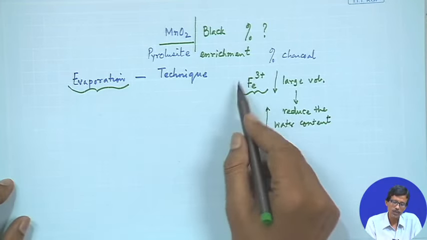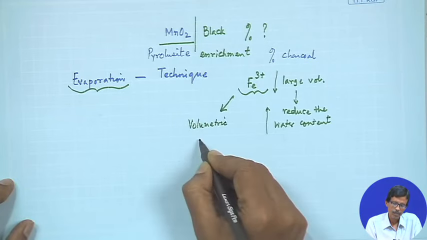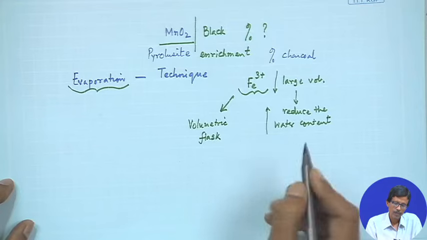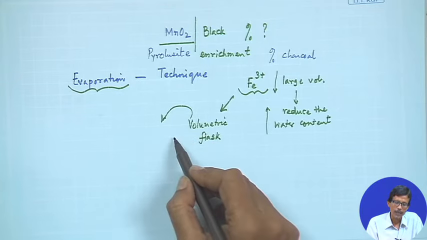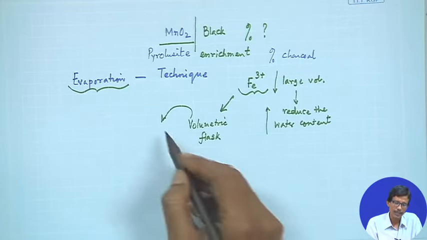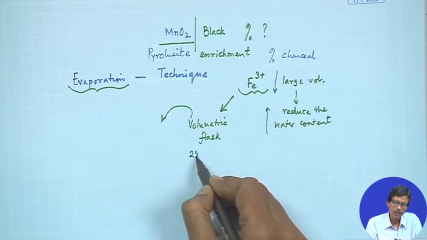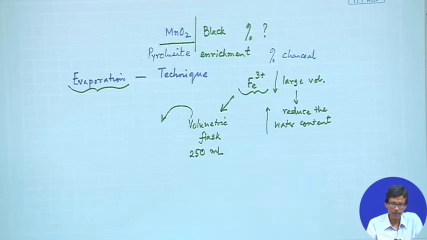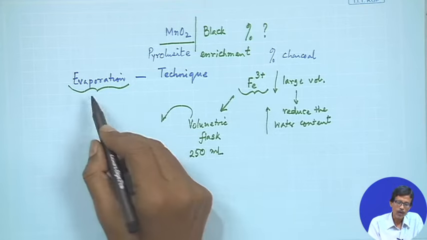Suppose this particular ferric solution is there in a volumetric flask. And we know that volumetric flasks come in different volumes, say 100 milliliter, 250 milliliter, 500 milliliter, or a liter or 2 liters, etc. So, from this volumetric flask we can have some volume of this solution. Suppose we have 250 milliliter of this ferric solution, and the concentration of ferric ion present in this flask is very low. So, we can go for evaporation.